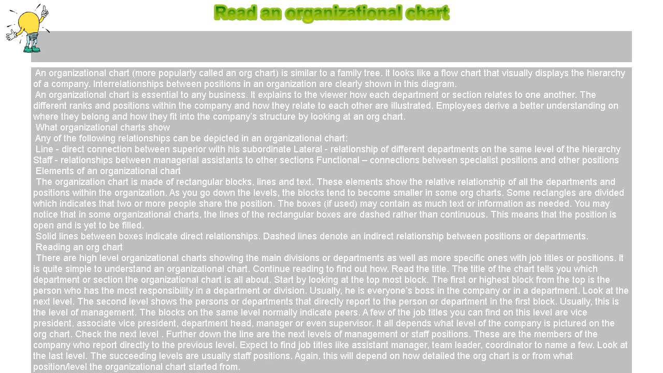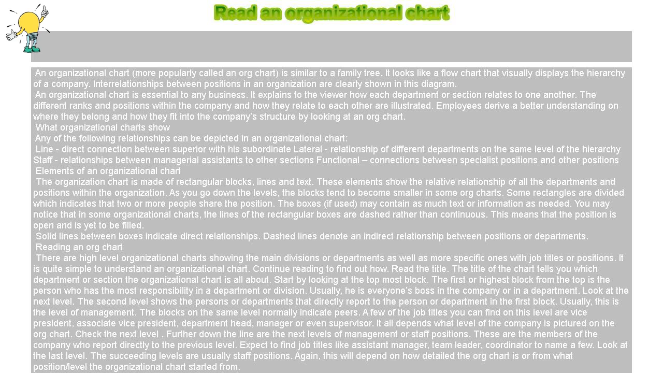Reading an org chart. There are high-level organizational charts showing the main divisions or departments as well as more specific ones with job titles or positions. It is quite simple to understand an organizational chart. Continue reading to find out how. Read the title. The title of the chart tells you which department or section the organizational chart is all about.